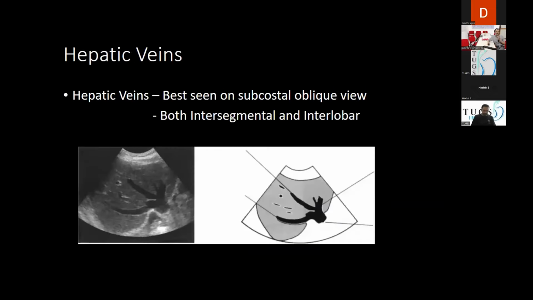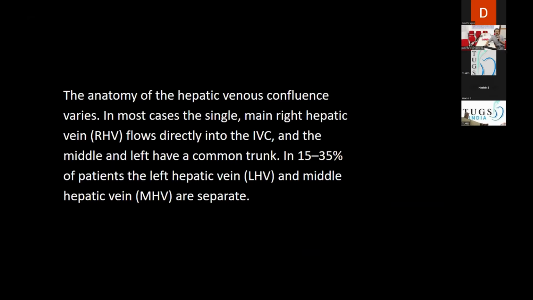Now, when you do an ultrasound, you can see that the right hepatic vein joins the cava, and then the middle and left, in most patients, join to form a common trunk. There can be an umbilical fissure vein which separately drains segment 4. In 15 to 35% of patients, the left hepatic vein and middle may have a separate opening into the cava. Now, all this is important when you are considering donor surgery.